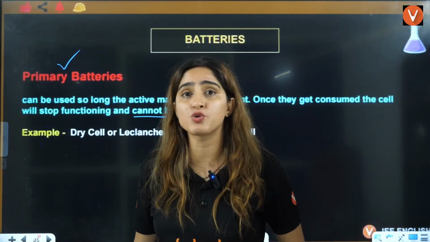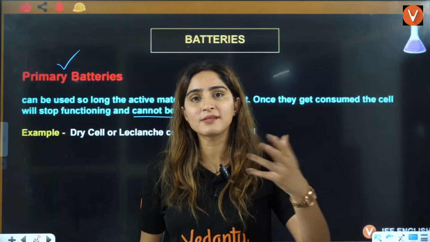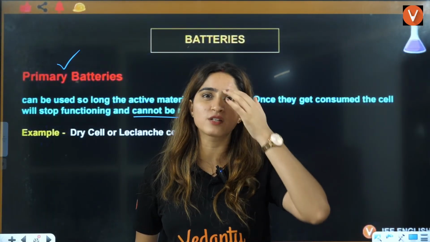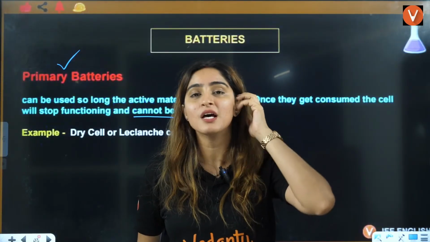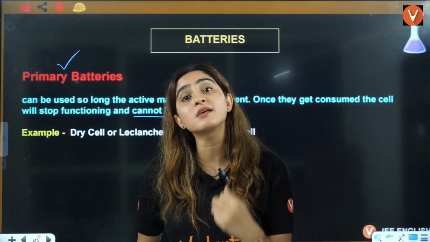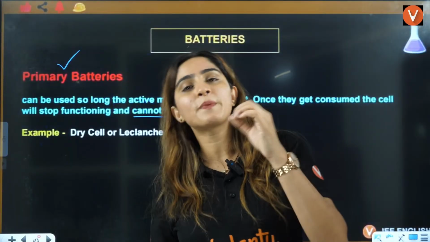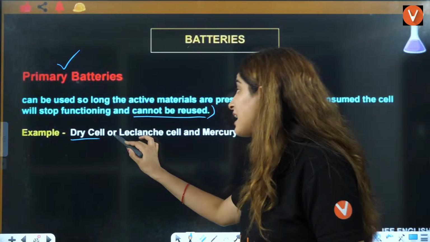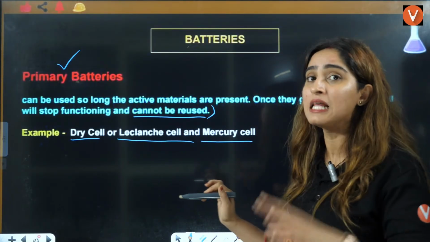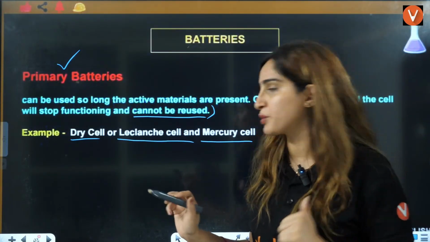But this never happens to our phone, right? On a daily basis we recharge our phone, right? Why do we recharge our phone? Because that is a reusable battery, right? So primary batteries are those batteries which are not reusable, like you have dry cell, Leclanche cell, mercury cell. These are the three categories that we're going to study here.